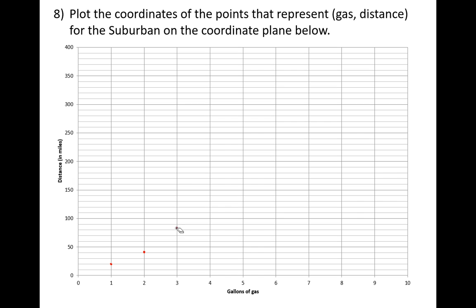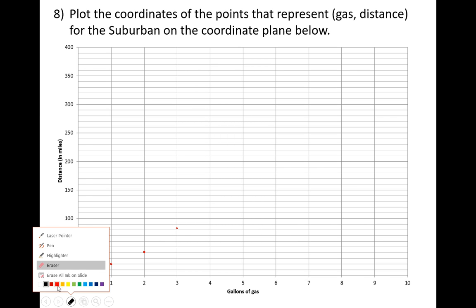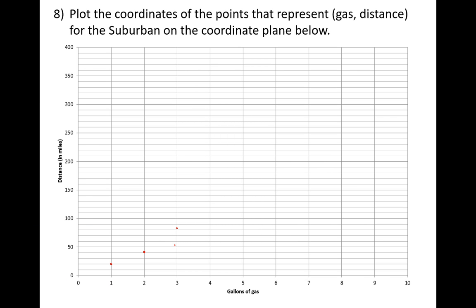Why does that not want to erase that point? Let's see. Eraser. Oh well, it didn't want to erase. That was 3 was 63. 4 was 84. 5, let's see, 6 was 126.